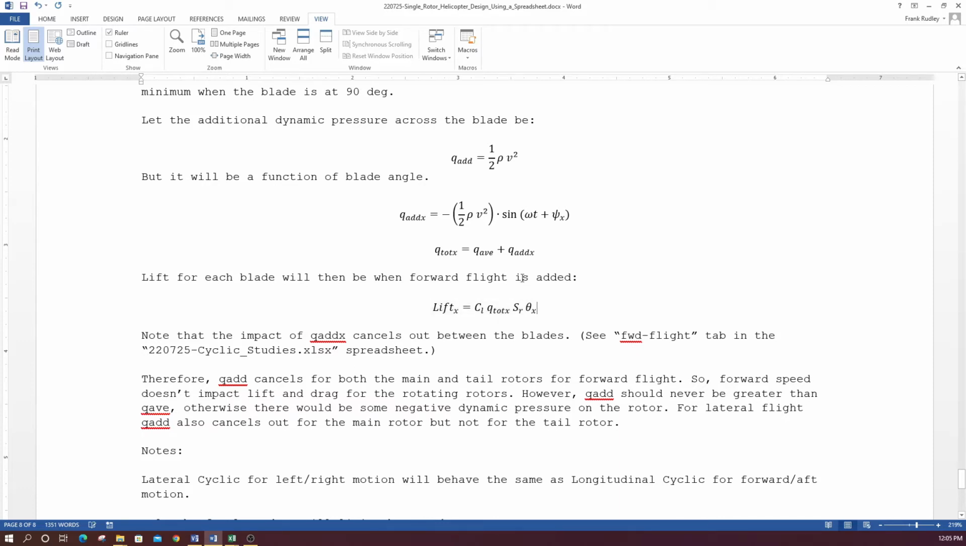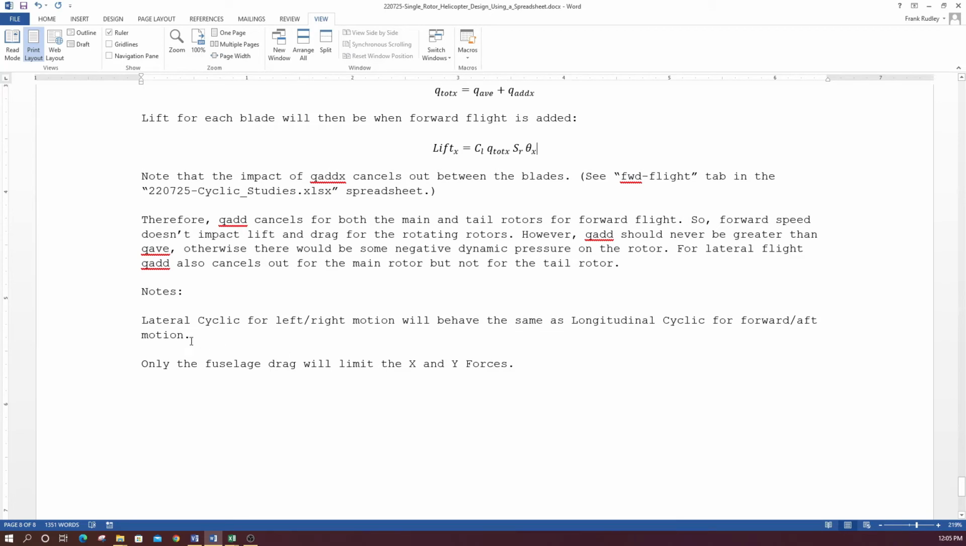So if this starts becoming greater than the average Q, then you kind of get a negative. This Q total becomes negative, and that's something you don't want. It will cause the blades to stall, so that's something to avoid. So Q add should never be greater than Q average, otherwise there would be some negative dynamic pressure on the rotor. For lateral flight, Q add also cancels out for the main rotor, but not for the tail rotor.